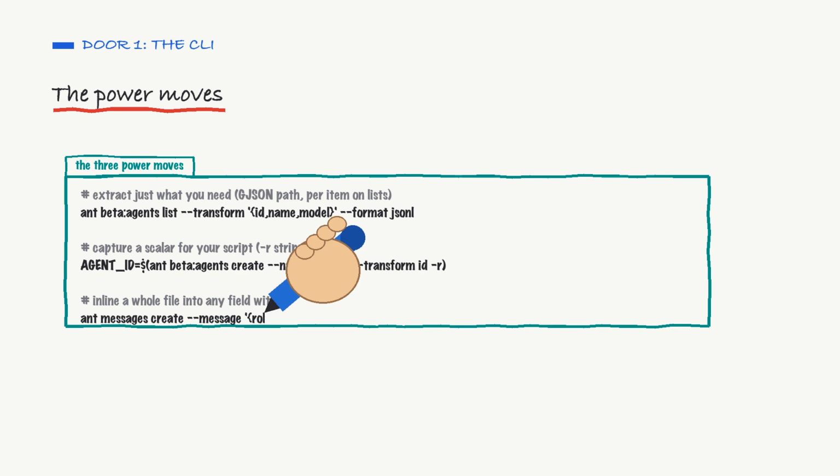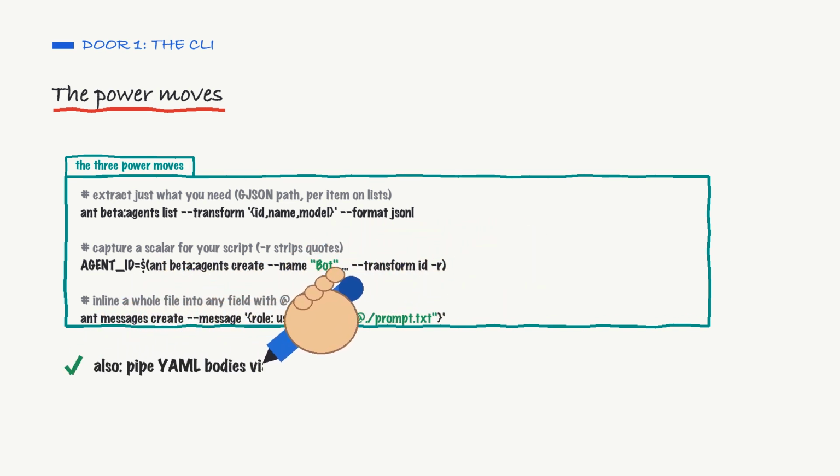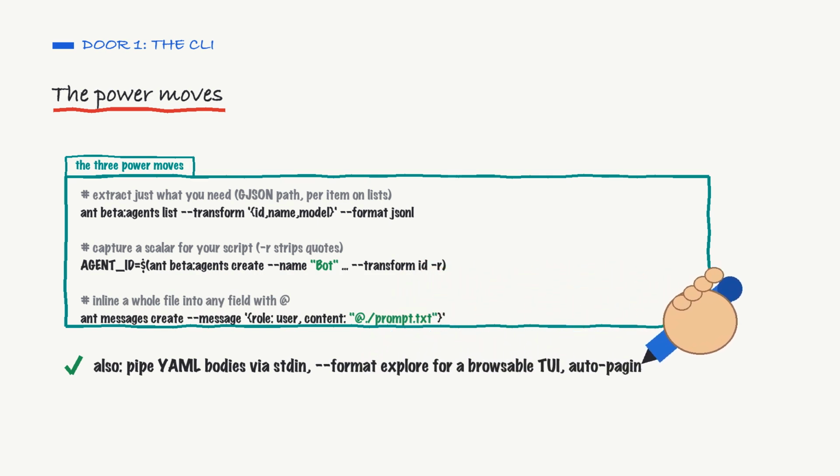3. The @ inlines a file into any field, @./prompt.txt, and the CLI handles encoding, even base 64 for binaries. Add piped YAML bodies, a browsable explore view, and auto-pagination, and your shell becomes an API console.